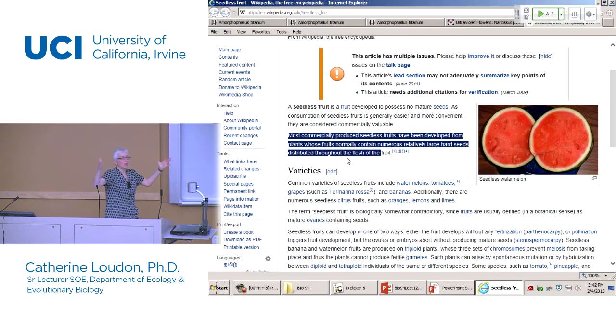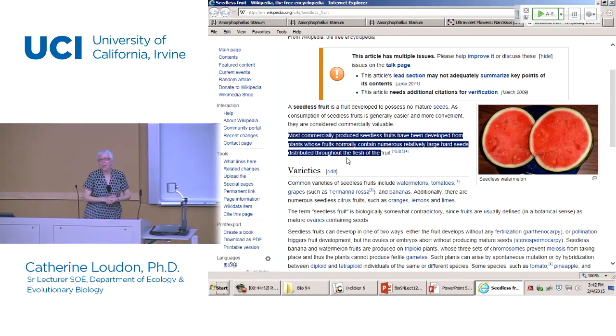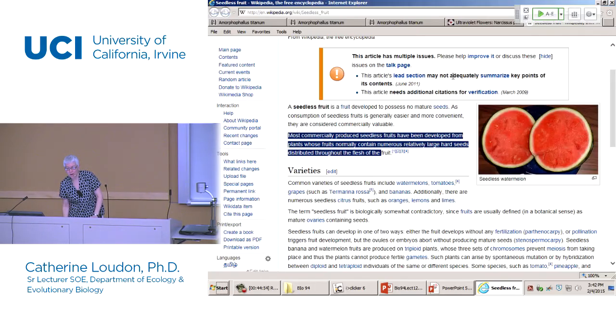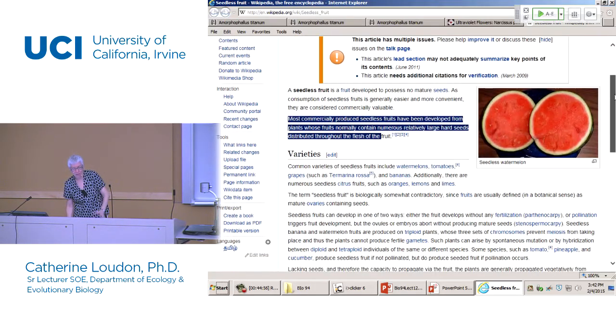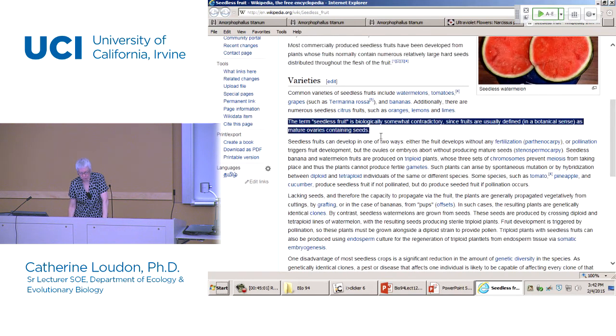And this should make biological sense to you. After all, we've just been discussing how the fruit forms around the seeds, and so that's why normally the fruit does in fact enclose seeds. I like this sentence, and hopefully this makes sense to all of you too. The term seedless fruit is biologically somewhat contradictory, since fruits are usually defined in a botanical sense as mature ovaries containing seeds. Right, so how on earth can one even produce seedless fruits in the first place?